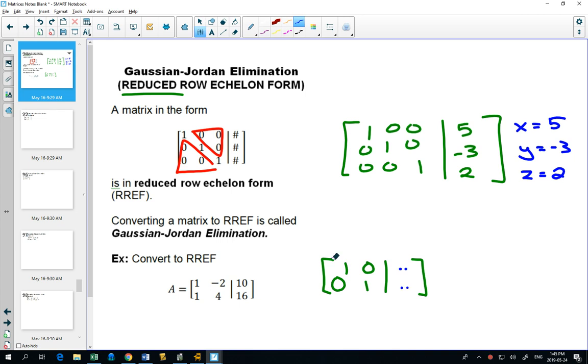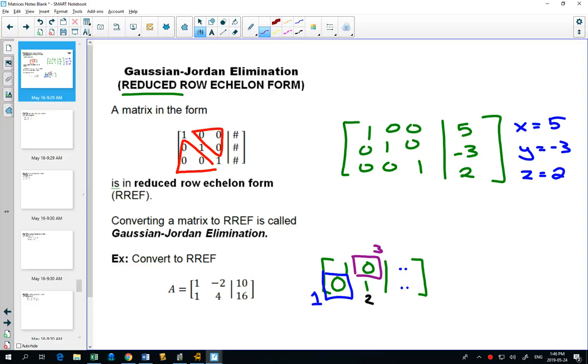In a 2x2, you will get that 0 first, just like we did in Gaussian elimination. And then you will get, this is easy to get that to be a 1. And then that will be easy to get to be a 0.